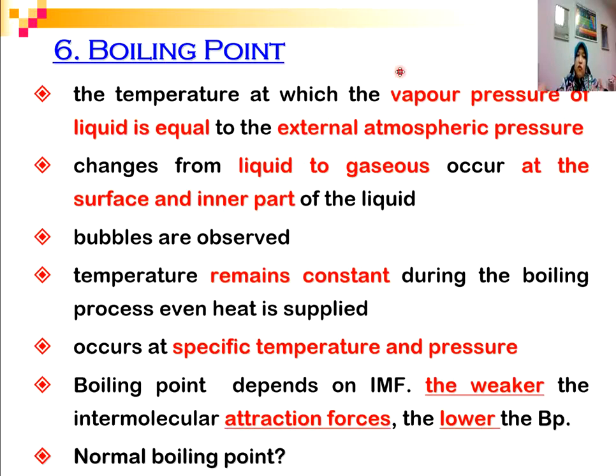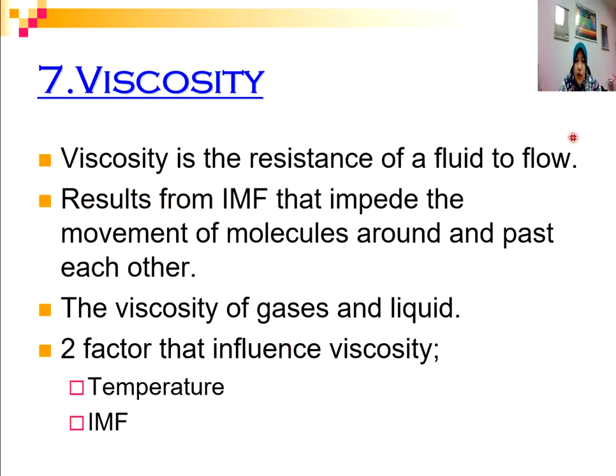So if we have to define the normal boiling point, we just need to add one more point at the back. The normal boiling point is defined as the temperature at which the vapor pressure of the liquid is equal to the external atmospheric pressure at 1 atm. Okay, that is the normal boiling point.